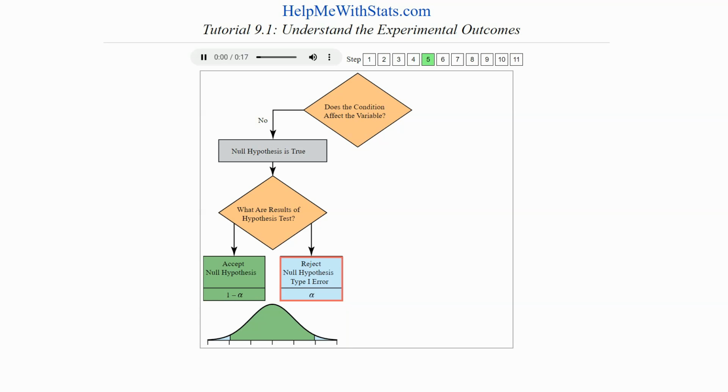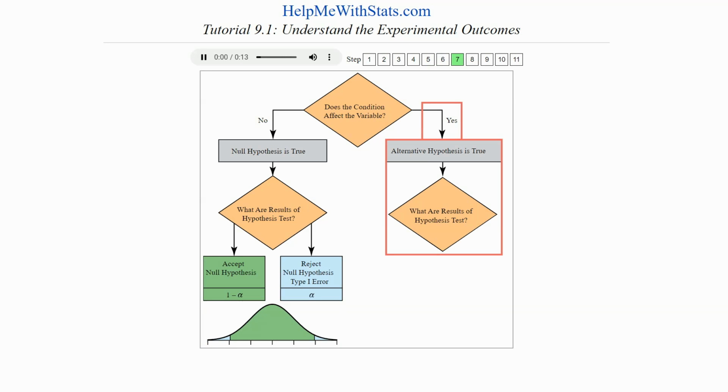In a small number of cases, our hypothesis test will incorrectly reject the null hypothesis when the null hypothesis is true in reality. These false rejections occur, by definition, with probability alpha and are referred to as type 1 errors. In the display, we can see that the blue rejection region of the null hypothesis distribution is alpha.